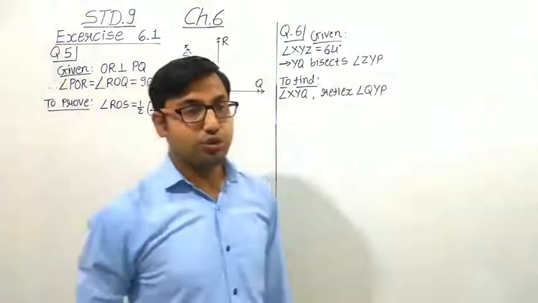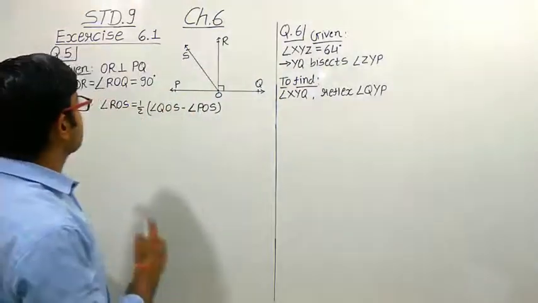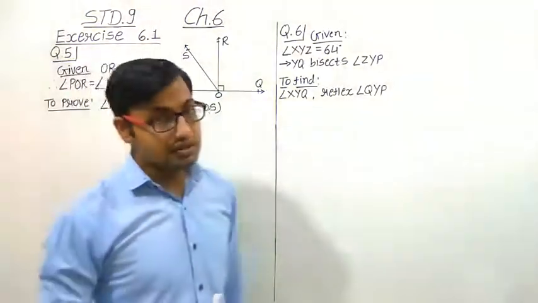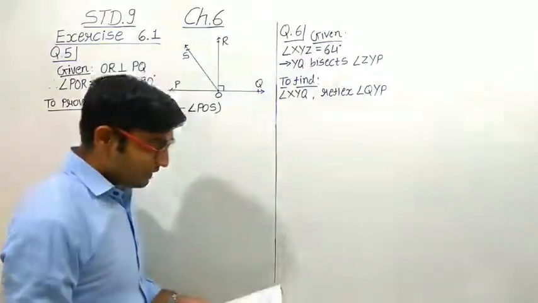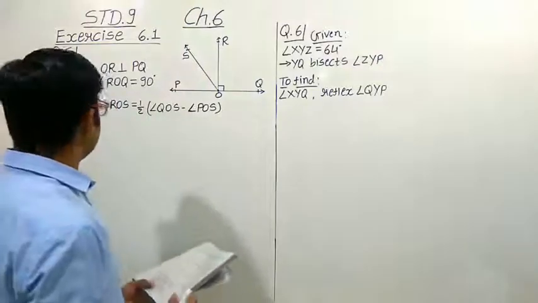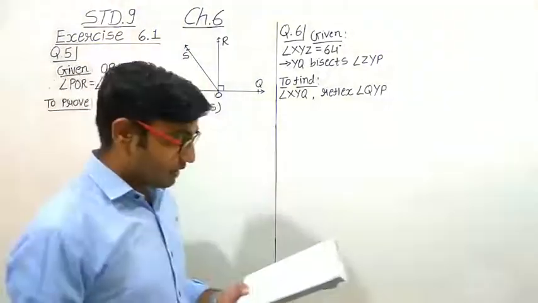Hello students, today we will continue our exercise 6.1. This is the exercise of standard 9 chapter number 6, lines and angles. So here question number 5 that we have to study today.